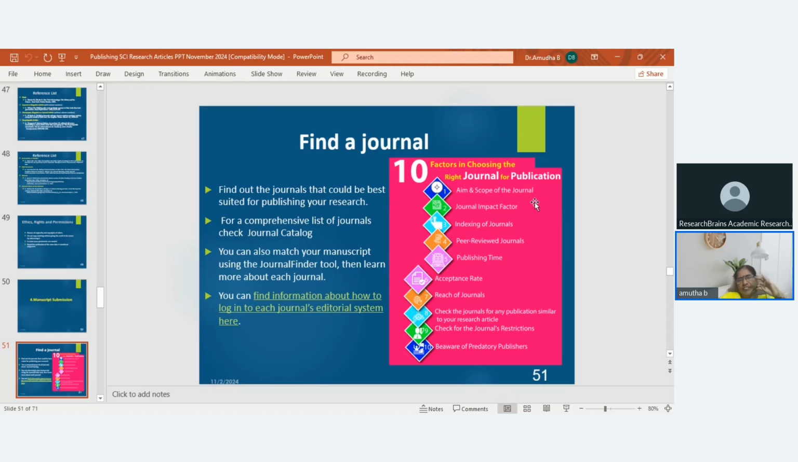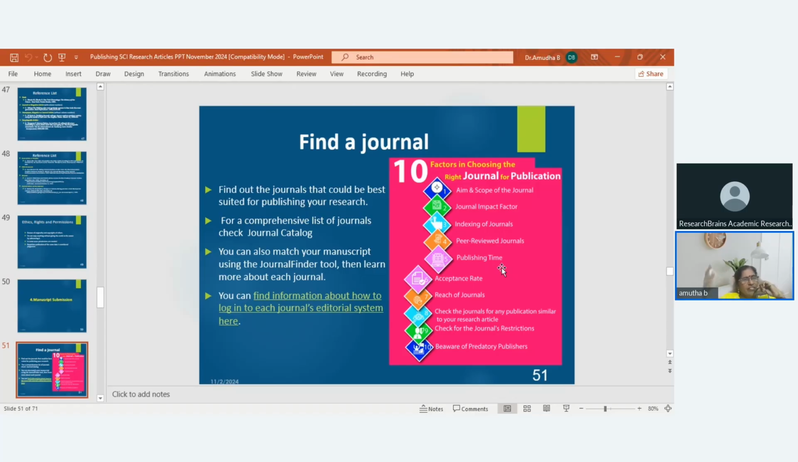The aims and scope of the journal should be aligned with your paper, and then the journal impact factor, whether you like it or not: 6 point, 5 point, 2 point or 1 point. Then the indexing of journals; Wireless Personal Communications has 2 point or 3 point. So if you want to publish your paper in a 3 point impact factor journal, then you can go for something like that. Then peer review and the publishing time, how much time the journal will take. You may want the paper published in 3, 4, 5 or 6 months.